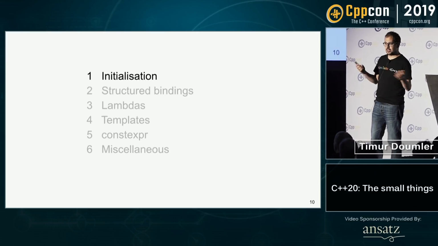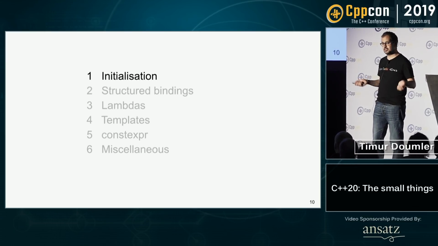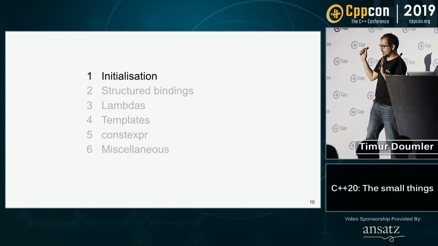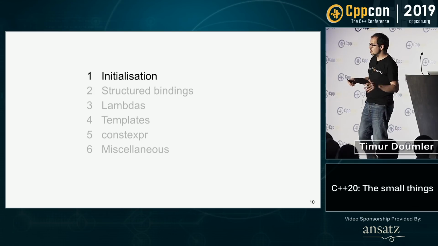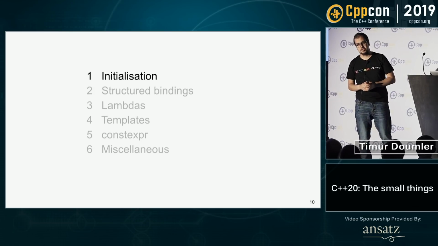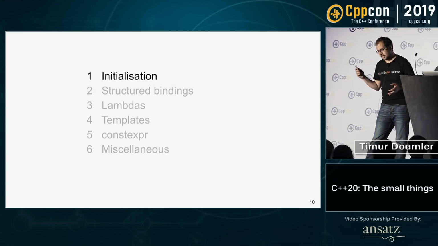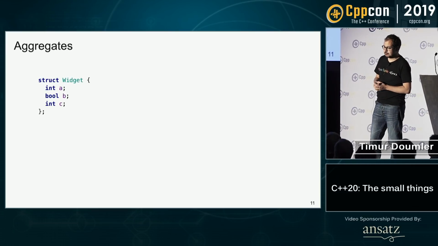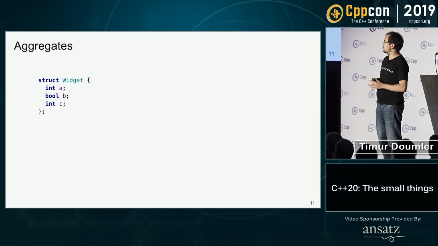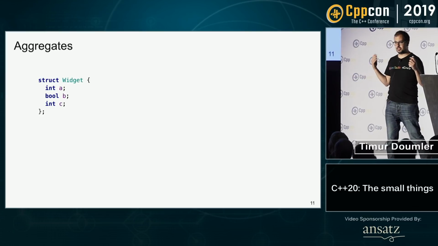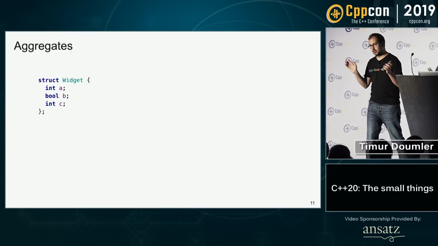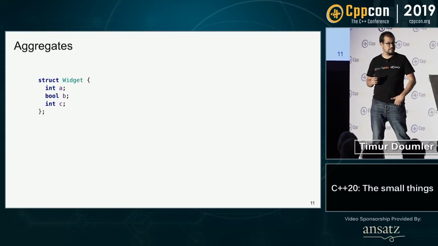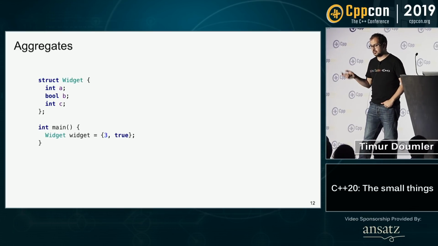I don't know if any of you have been to my talk about initialization in C++. I'm going to start off where I left off in that other talk. Quite a few things happened in initialization in C++20. Let's look at aggregates. Aggregates got a lot of love in C++20. Aggregates, as we all know, are types which just have a bunch of public members, no private members, no virtual functions, nothing like that. And you can aggregate initialize them, right?